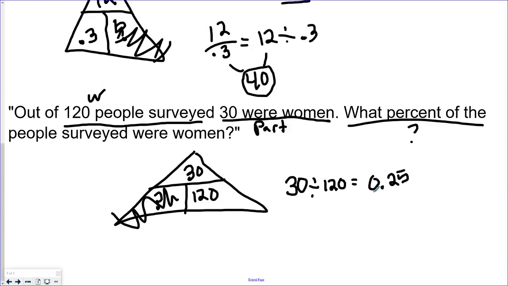Now, this is my percent answer. 0.25 of the people surveyed were women in terms of percentage. But I usually want to write my answer in percent form. I don't want to leave my percent as a decimal if it's my final answer. So how do you go from 0.25 to the percent form? Well, you take 0.25, you do the reverse. You jump the decimal point back twice, once, two, and you get 25% were women.